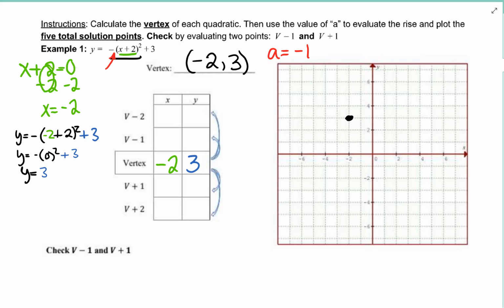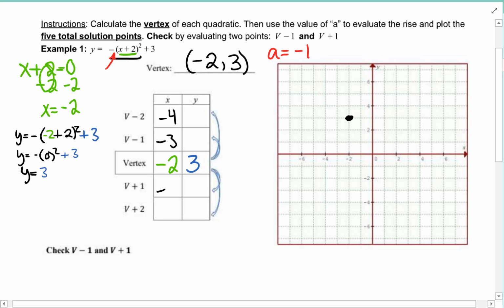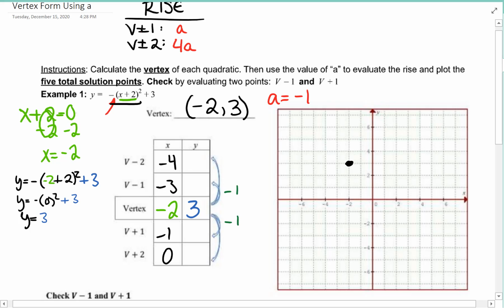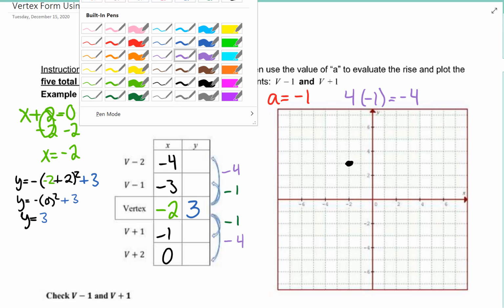The x values that I'm going to use are to the left and right of negative 2. So to the left of negative 2, I have negative 3 and negative 4, and to the right, I have negative 1 and 0. The rise 1 unit away from the vertex is A. So 1 unit away from the vertex, we will rise negative 1. The rise 2 units away from the vertex is 4 times A. 4 times negative 1 is negative 4. That's how much you're going to rise 2 units away from the vertex. Negative 4. Let me show you how to graph it.